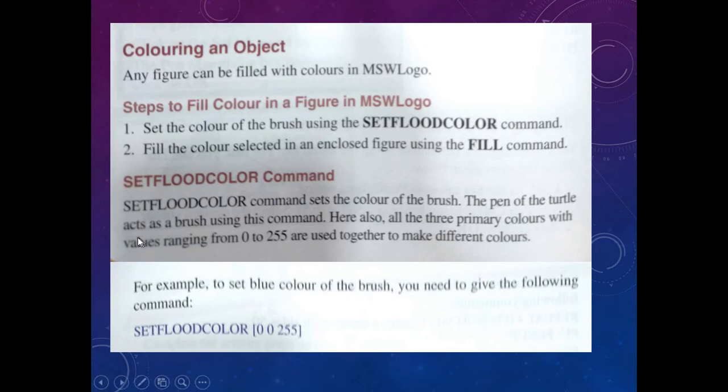The pen of the turtle acts as a brush using this command. So your pen will be changed to a brush using this command. And here also we have to use all the three primary colors with values ranging from 0 to 255. Same way as we used in the set pen color option, here also we have to give the numbers in different values.